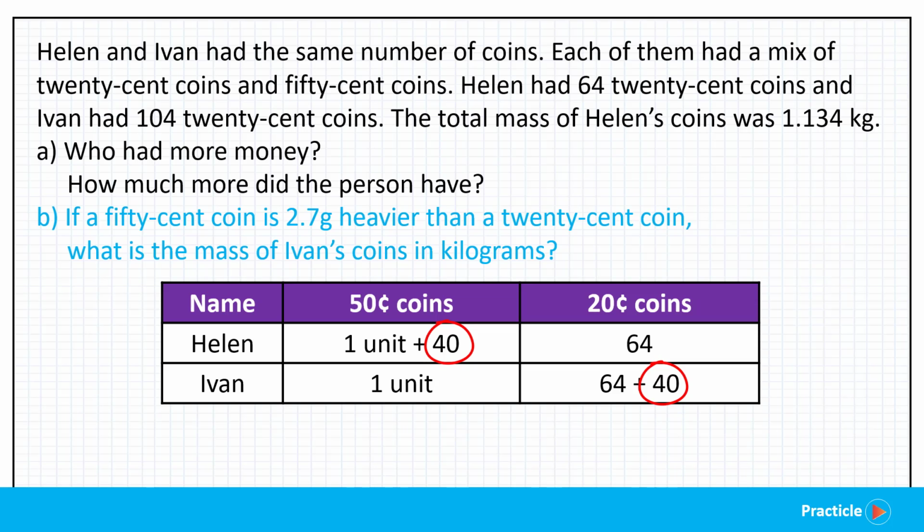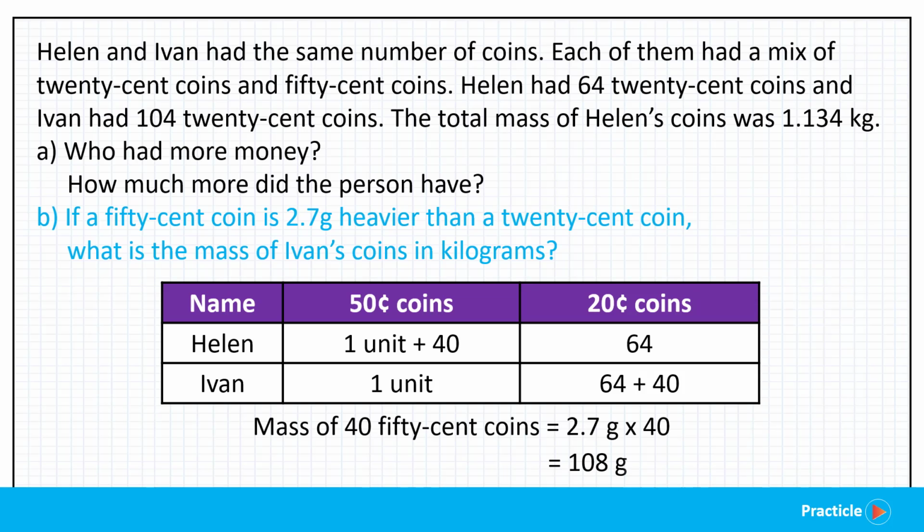The only part that has a different mass is going to be the 40 50-cent coins that Helen has over here, and the 40 20-cent coins that Ivan has over here. Do you see that? Now let's see how much the actual difference in mass is. We are given that one 50-cent coin is 2.7 grams heavier than one 20-cent coin, correct? Since we're looking at 40 of them, let's multiply 2.7 grams by 40 and see what we have. Do you get 108 grams?